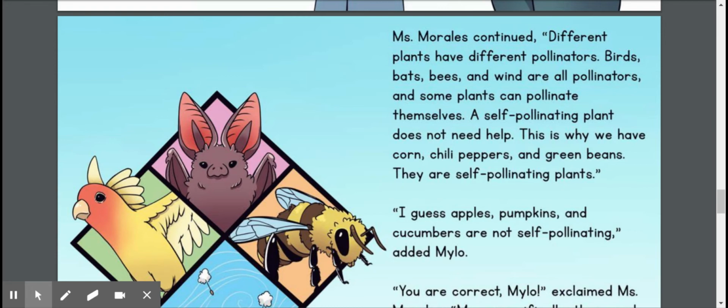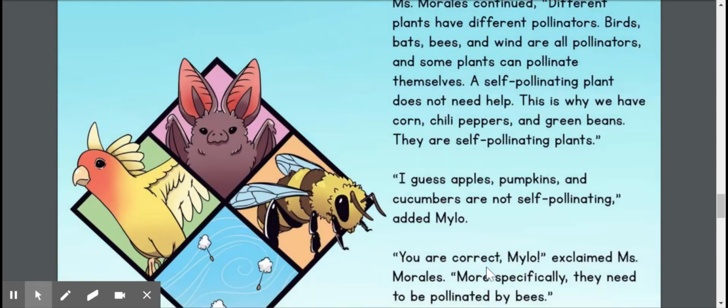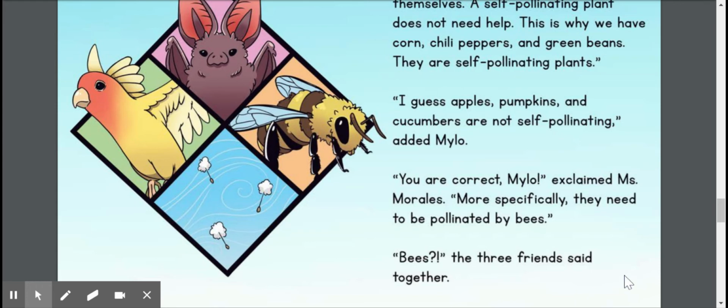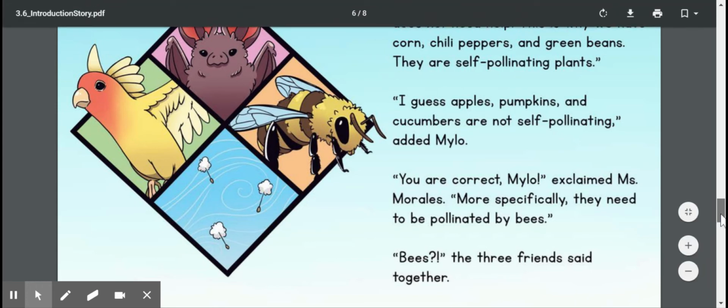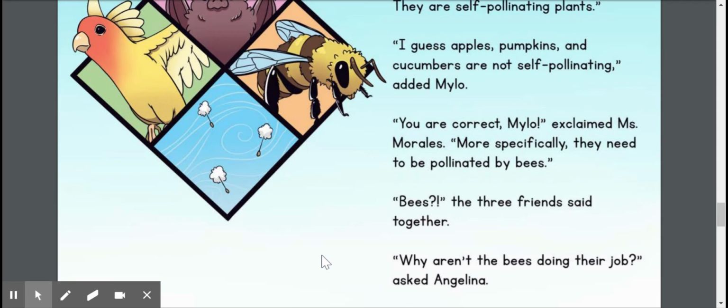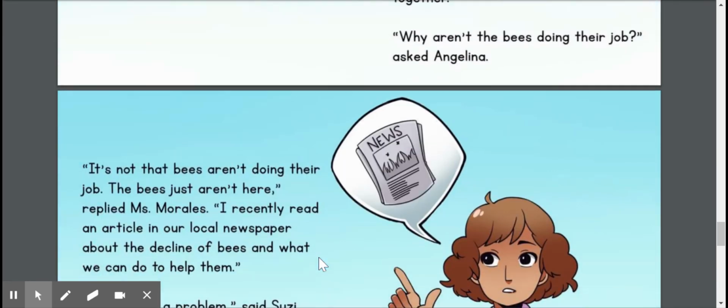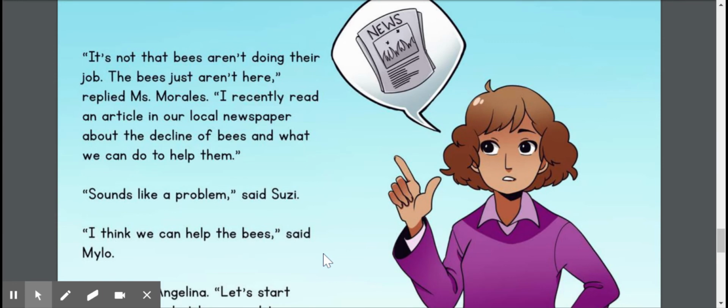They're self-pollinating plants. I guess apples and pumpkins and cucumbers are not self-pollinating plants, added Milo. You are correct, Milo, exclaimed Mrs. Morales. More specifically, they need to be pollinated by bees. Bees? The three friends said together. Why aren't the bees doing their job? Asked Angelina. Well, it's not that they're not doing their job. The bees aren't here, replied Mrs. Morales.